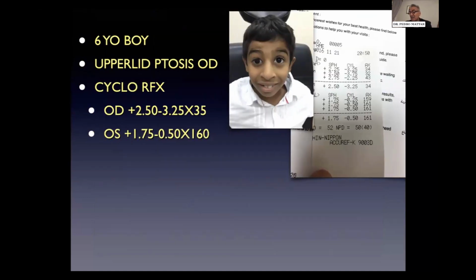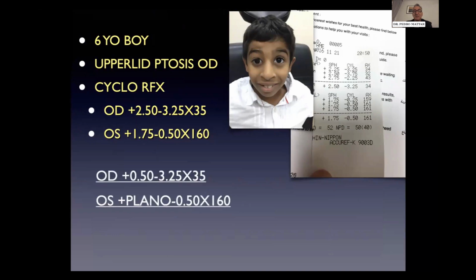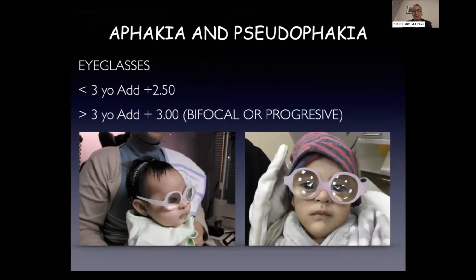We have an example here of a 6-year-old boy that has an upper lid ptosis that induces astigmatism. This is a full cyclorefraction. This is what we'll recommend to correct it.